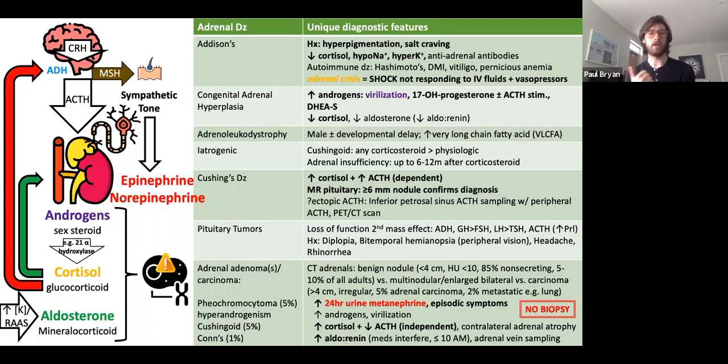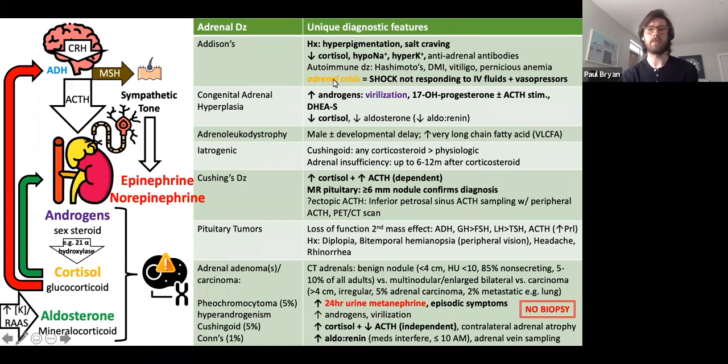So Hashimoto's, autoimmune thyroid disease, okay? Diabetes, right? Pancreatic beta cell autoimmune disease. Vitiligo, skin autoimmune disease, and then pernicious anemia. Those are really the commonly associated autoimmune diseases with Addison's.